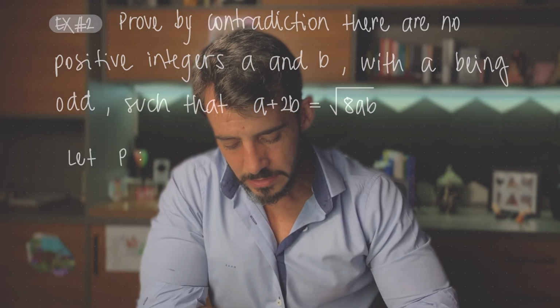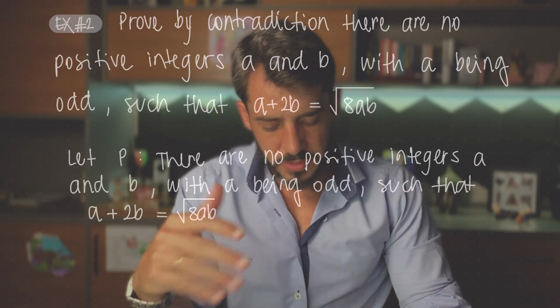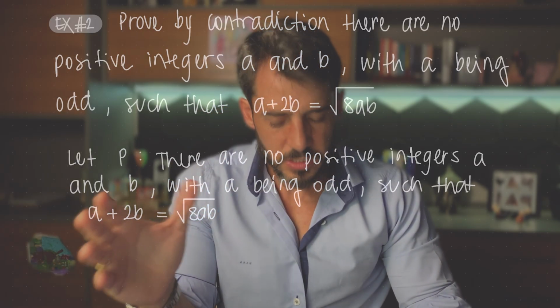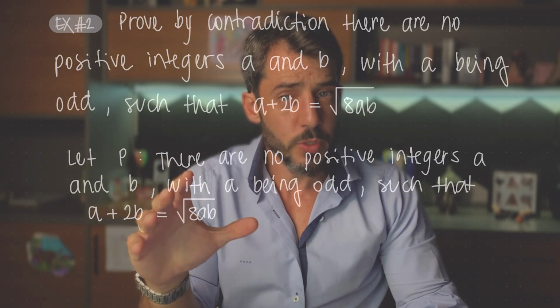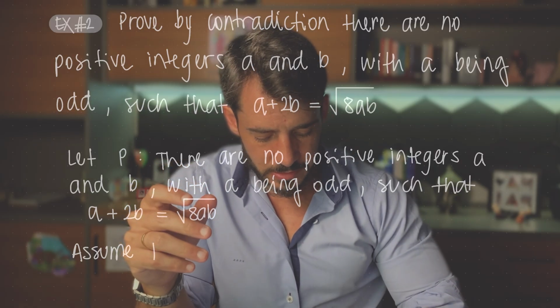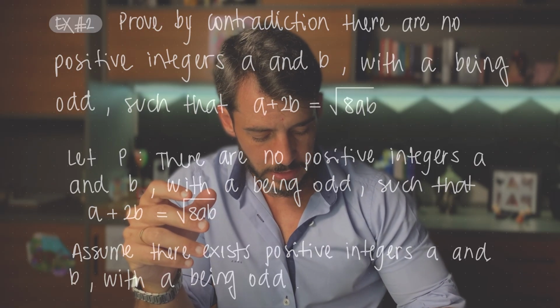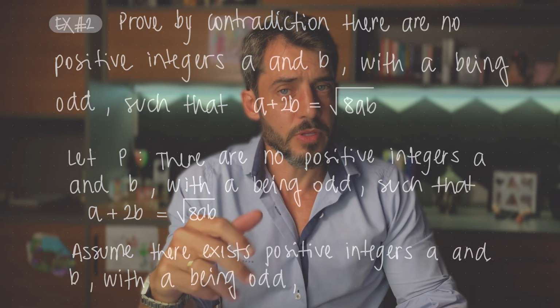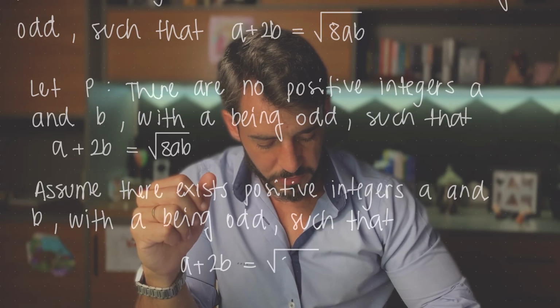So let the statement P be the following. There are no positive integers a and b with a being odd such that a plus 2b is equal to the root of 8ab. Now we're going to negate this statement. So we're going to assume there exist positive integers a and b with a being odd. This is a prerequisite for the proof, such that a plus 2b is equal to the root of 8ab.